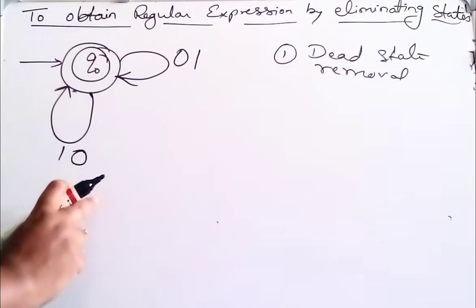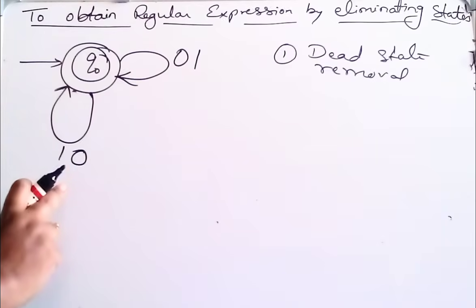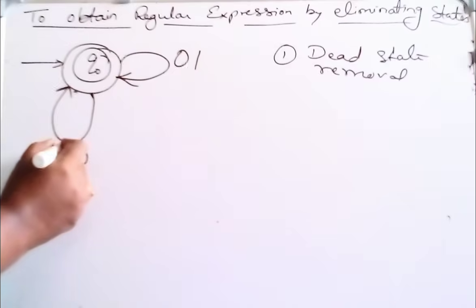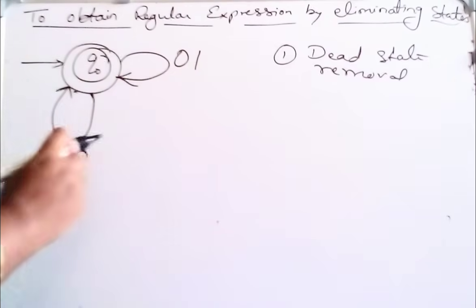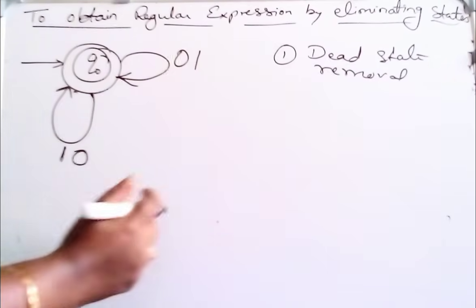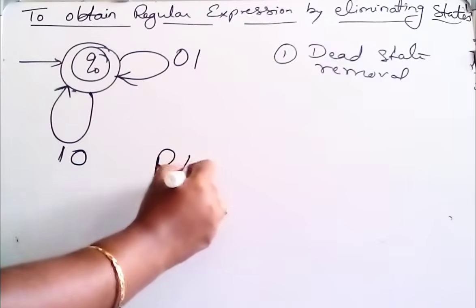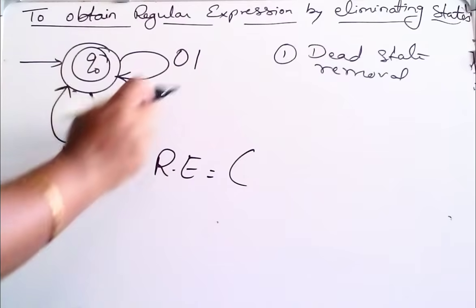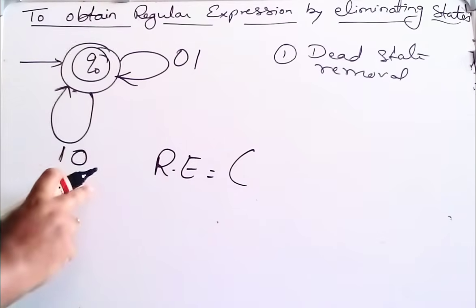Now it is clear from this figure that the machine accepts strings of 0 1 and 1 0. It accepts strings of 0 1 and 1 0. Then how do we write the regular expression? How will my regular expression for this automaton be? Both are self loops, so it is nothing but 0 1 and 1 0.